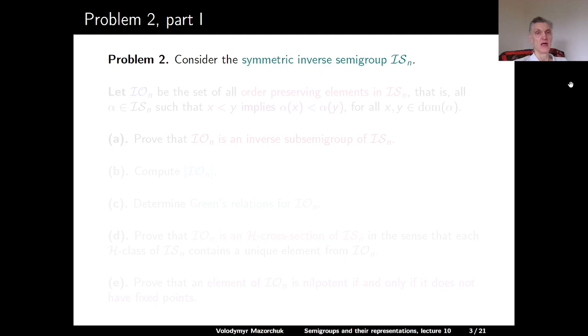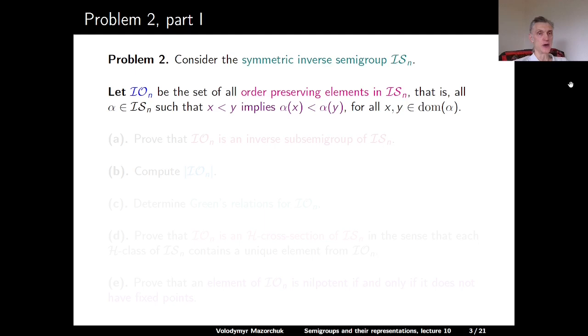Problem 2. Consider the symmetric inverse semigroup ISN. Let ION be the set of all order-preserving elements of ISN. That is, all elements alpha in ISN such that the inequality x is smaller than y implies the inequality alpha of x is smaller than alpha of y for all elements x and y in the domain of alpha. A. Prove that ION is an inverse subsemigroup of ISN.